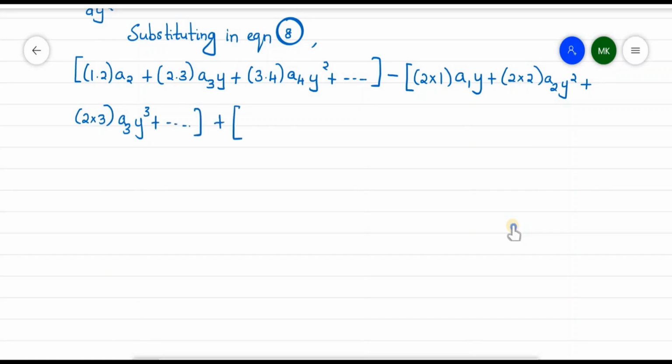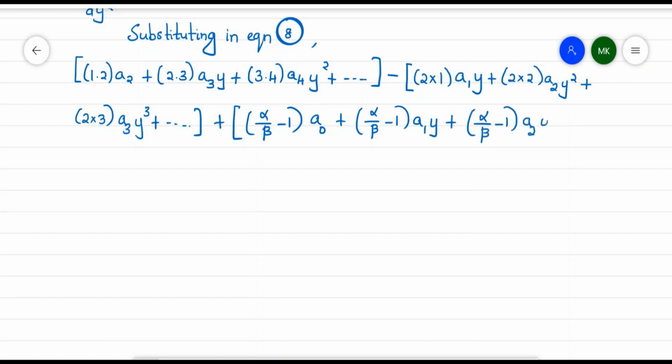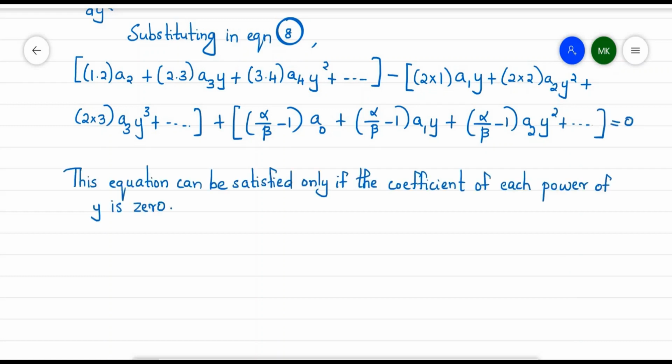And the last term is alpha by beta minus 1 into a0 plus alpha by beta minus 1 into a1y plus alpha by beta minus 1 into a2y square plus etc. equals 0. Now this equation can be satisfied only if the coefficient of each power of y is 0.